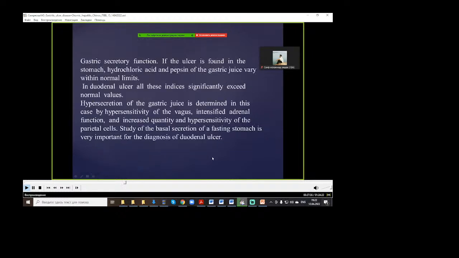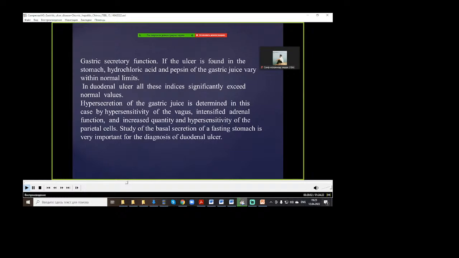Gastric secretory function. We may assess the gastric secretory function if the ulcer is found in the stomach. Hydrochloric acid and pepsin of the gastric juice vary within normal limits. In case of duodenal ulcer, all these indices significantly exceed normal values.